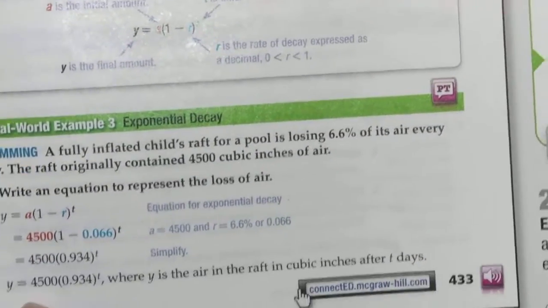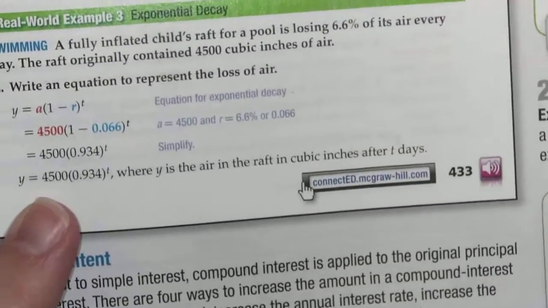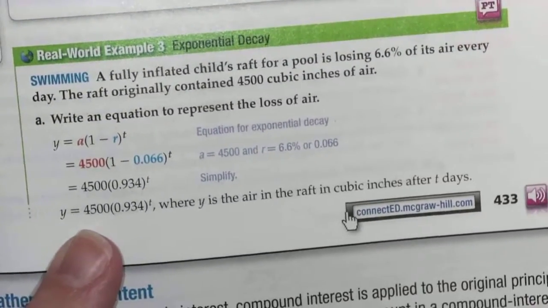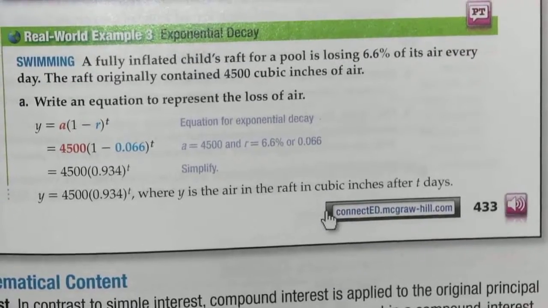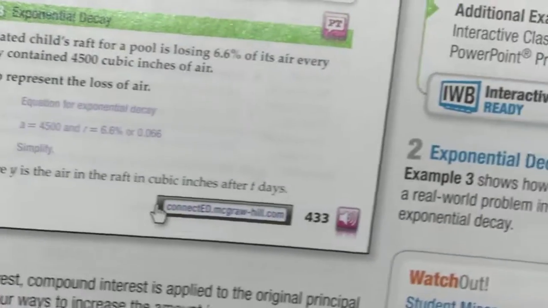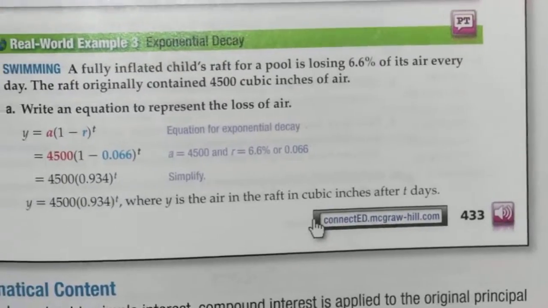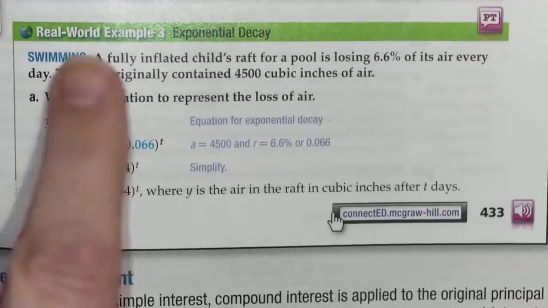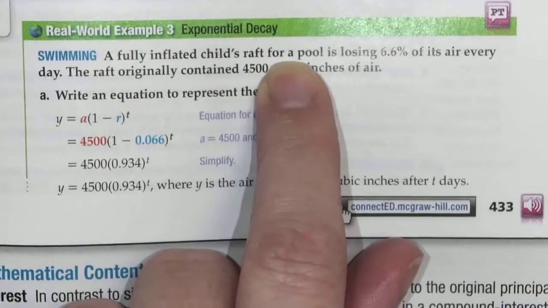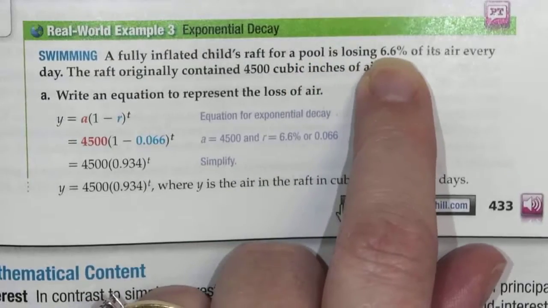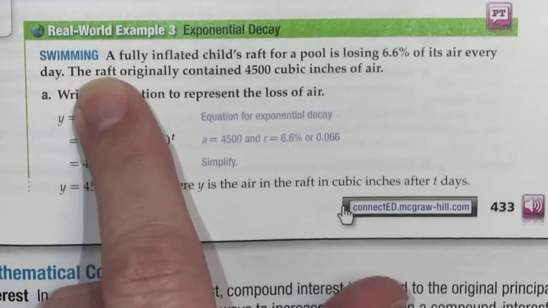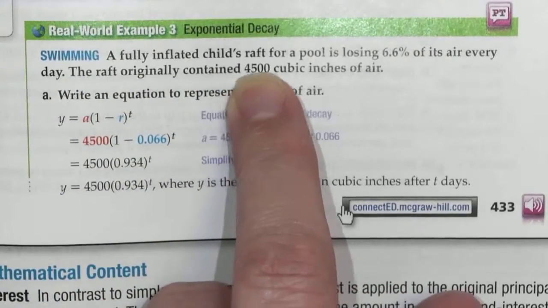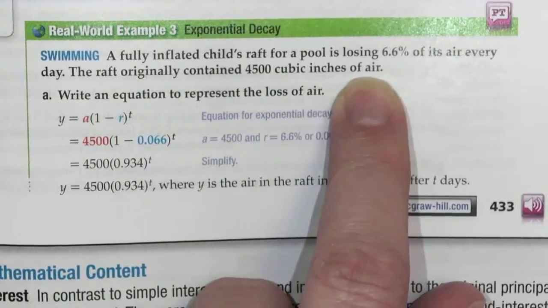All right, so let's look at this example that they have for us right here. Okay, exponential decay. Somehow I have got this all crooked, let me try to straighten it back up. Okay. A fully inflated child's raft for a pool is losing 6.6% of its air every day. The raft originally contains 4,500 cubic inches of air.